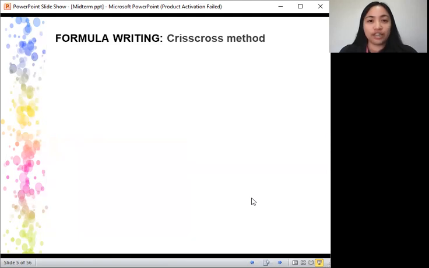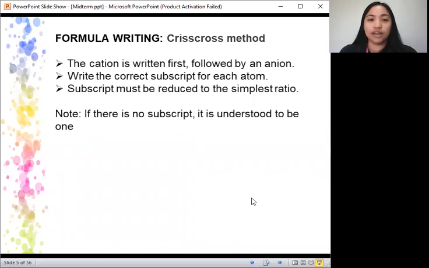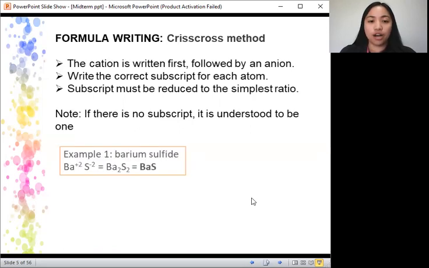For formula writing using the crisscross method, the steps are: the cation is written first, followed by the anion. Then write the correct subscript for each atom, and then the subscript must be reduced to the simplest ratio. Note, if there is no subscript, it is understood to be 1.